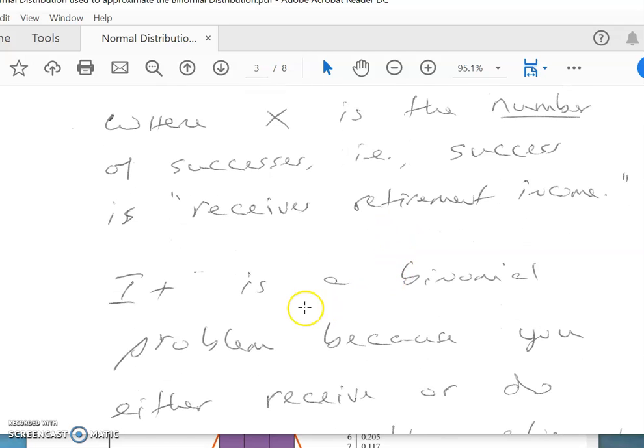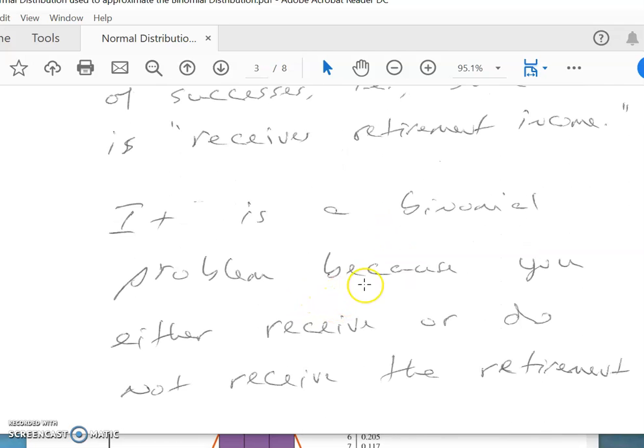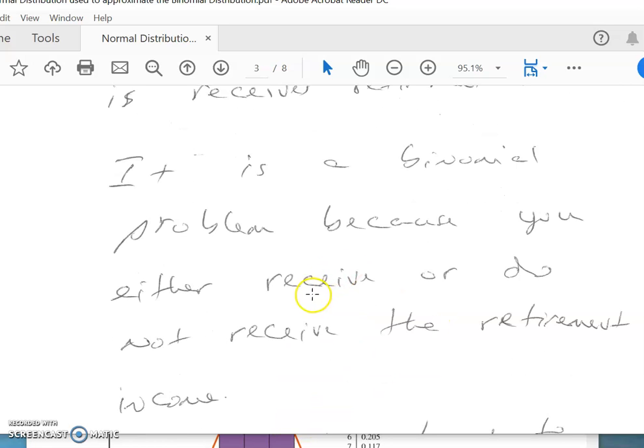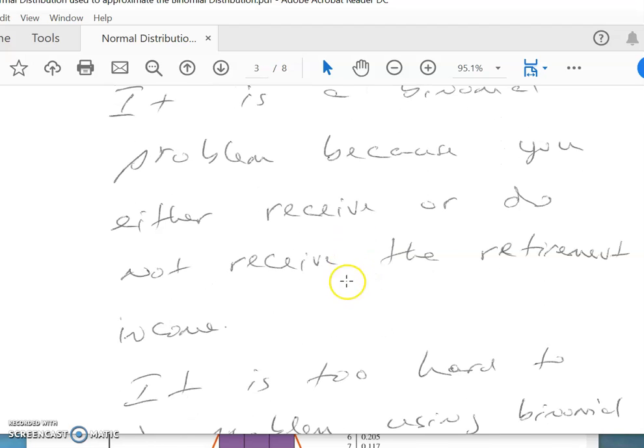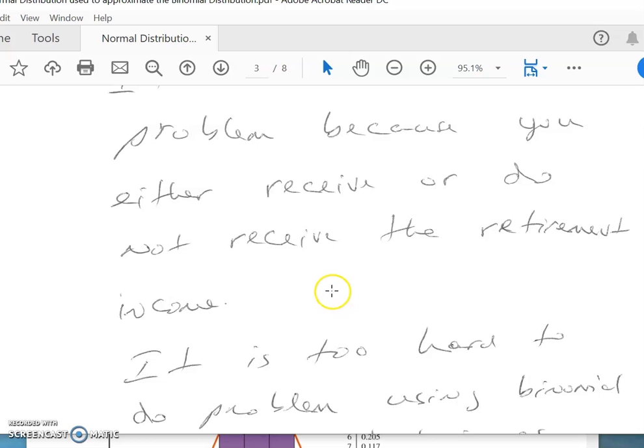So it's a number. Now, the reason it's a binomial distribution is because you either receive the retirement income or you do not. It's kind of like heads or tails, right or wrong, left or right. It's one or the other. You either receive it or you don't. So that's why we call this a binomial type of problem, a binomial distribution.